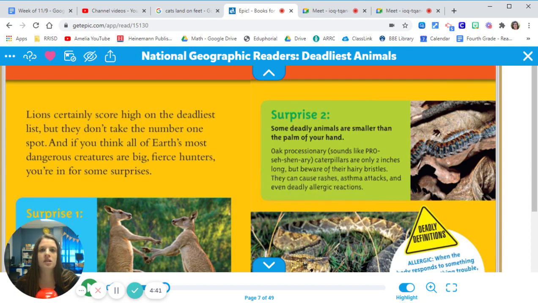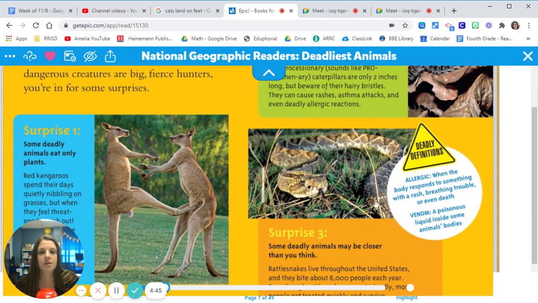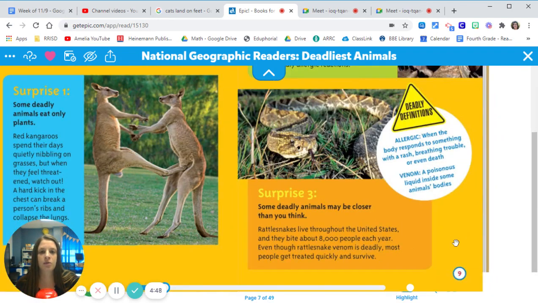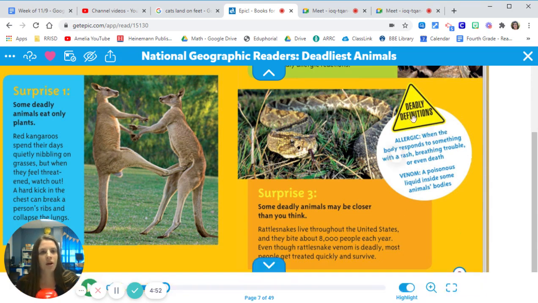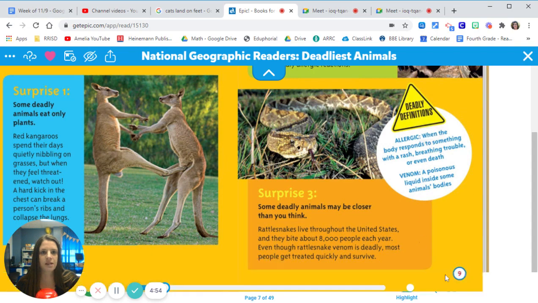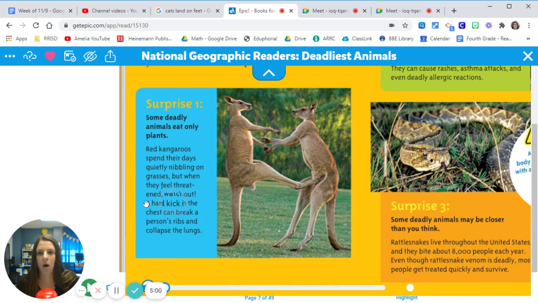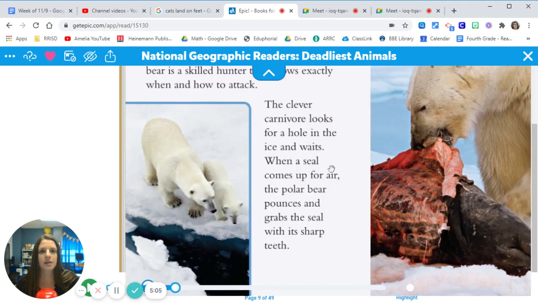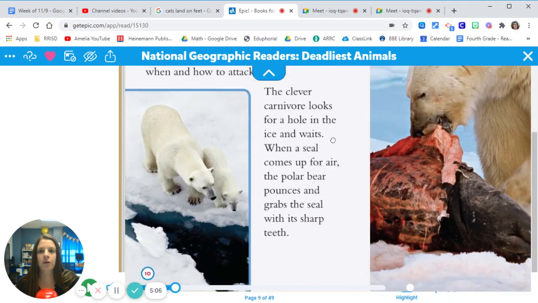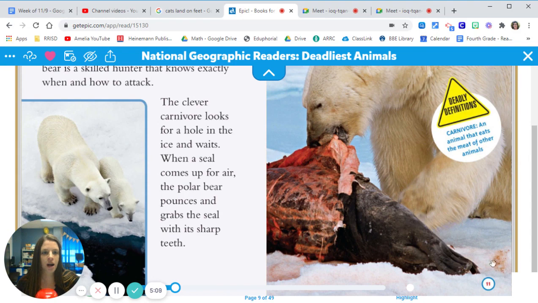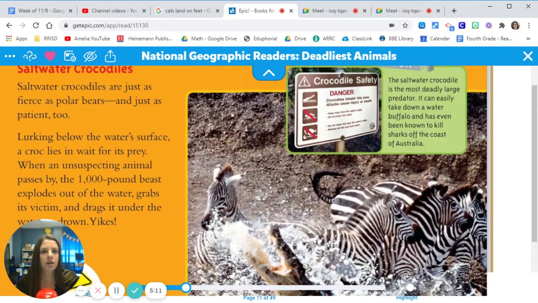Some deadly animals are smaller than the palm of your hand. Wow. And then surprise 3, some deadly animals may be closer than you think. Ooh. And then again, we've got our deadly definitions in this text box here. So I'm noticing that the author is putting in some interesting facts into these text boxes or these captions. Okay. So let's see. So they've got photographs, another deadly definition.